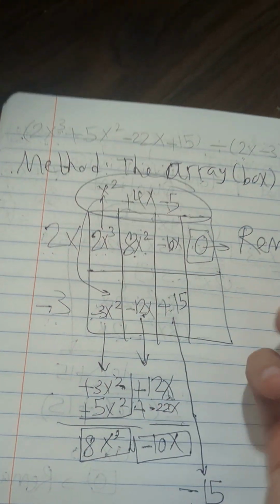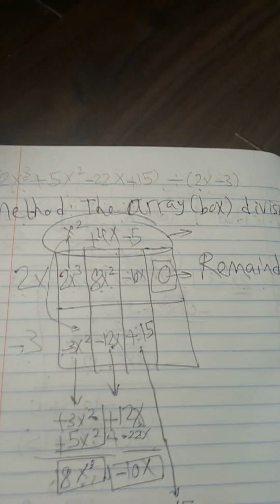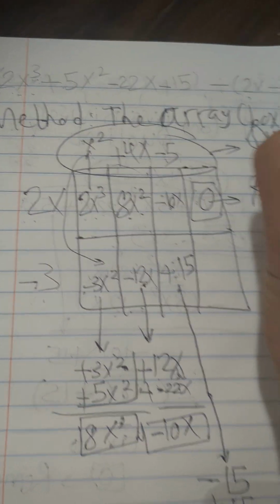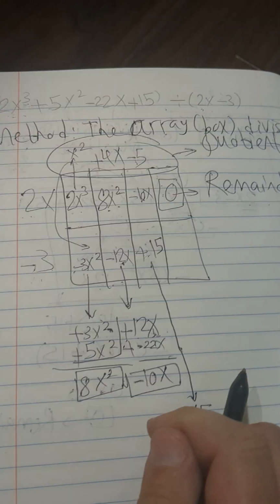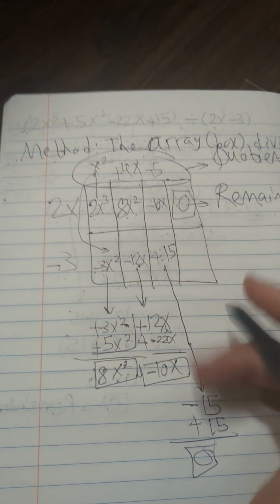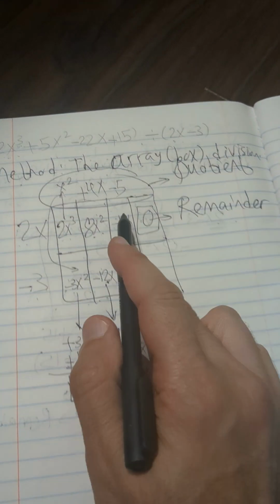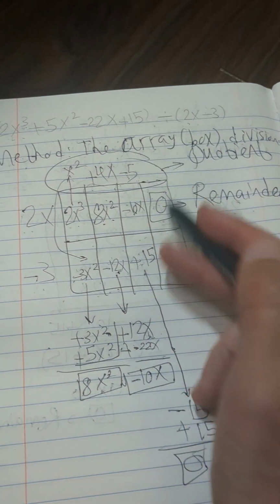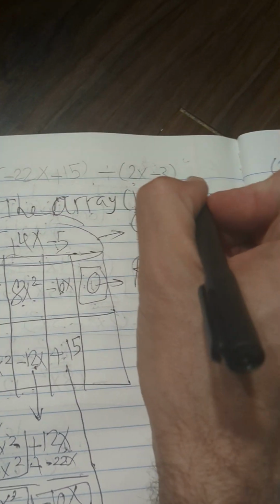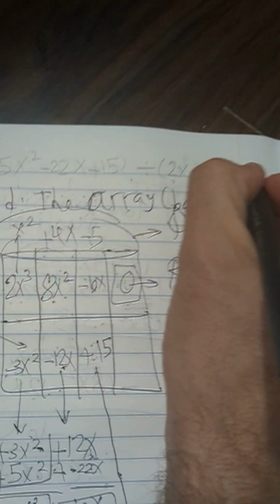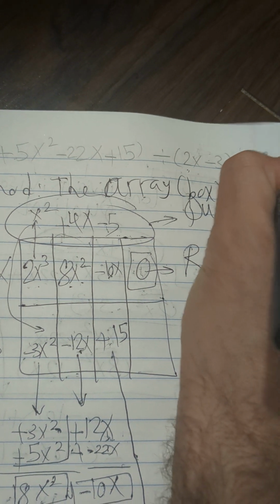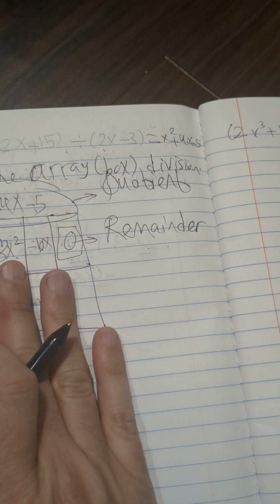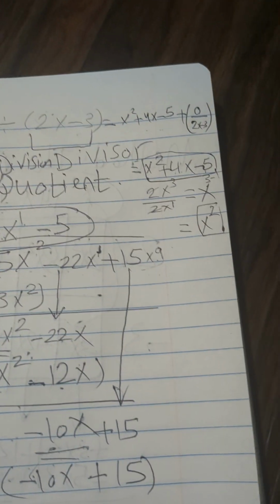So here's my remainder. That leaves the whole top part that you have just come up with, which is called the quotient. So how do you write down the answer? It's the same idea, the quotient plus the remainder. So that will leave you with x squared plus 4x minus 5 plus 0 over the divisor, 2x minus 3, which is just 0. So in other words, the answer is just going to be the quotient, which is x squared plus 4x minus 5. You notice the answer here using the array division matches the answer here using the long division.